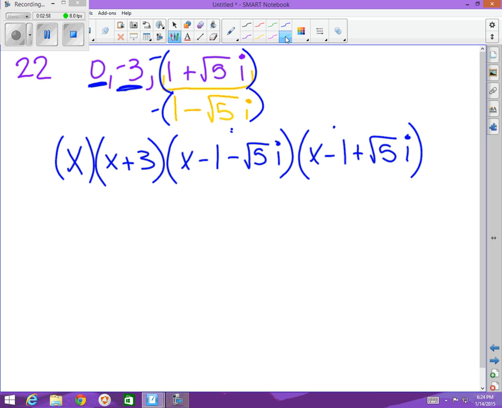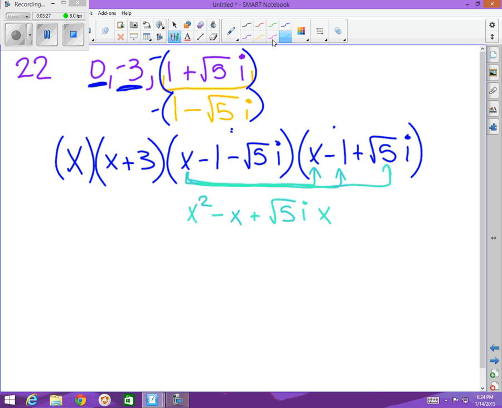Now if it says put it in standard form, that's a whole other story, because you've got to multiply all this out, which isn't too bad. You just got to multiply. And we can all do that. At least you should be able to. So you take x times x, and that's x squared. X times a -1 is a negative x, and x times that is a positive square root of 5i x.